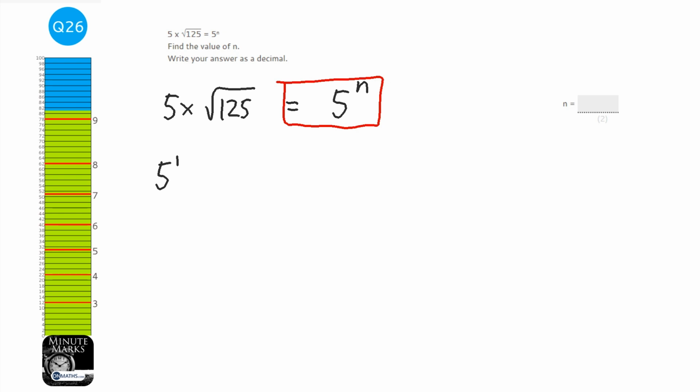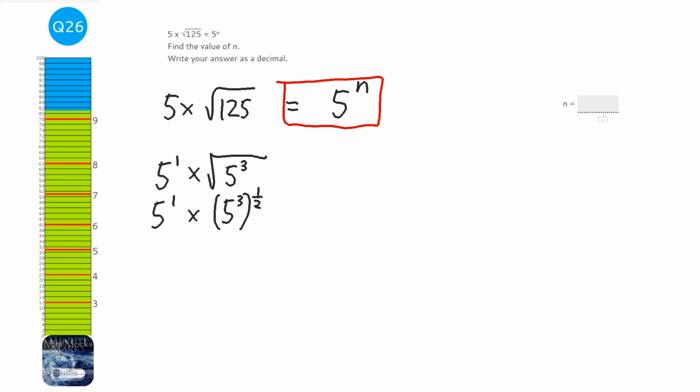So 5 to the power of 1 is just 5 times. Now, I notice 125 is actually 5 cubed, so I'm going to rewrite that as 5 cubed. 5 times 5 is 25, times 5 is 125, so that might help us. I'm thinking, right, that square root I can rewrite as to the power of a half. So I'm going to get that 5 to the power of 3, and I'm going to put that to the power of a half. To the power of a half and square root are the same thing, and that's something you need to know about indices.